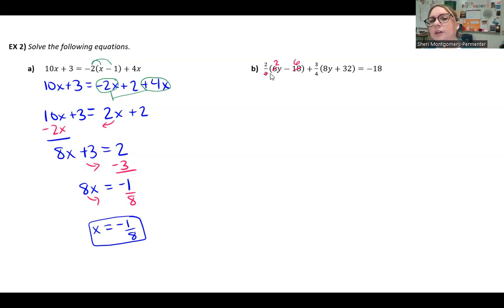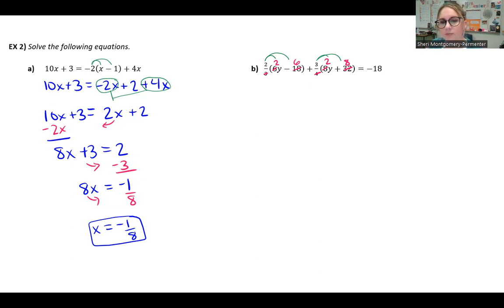Let's do the same thing over here. Does 8 divide by 4? Does 32 divide by 4? So let's do the same thing. What's 8 divided by 4? Close. 2. Very good. And then 32 divided by 4. So now when we go through to distribute, all we're doing is multiplying. And we got this. We got this.